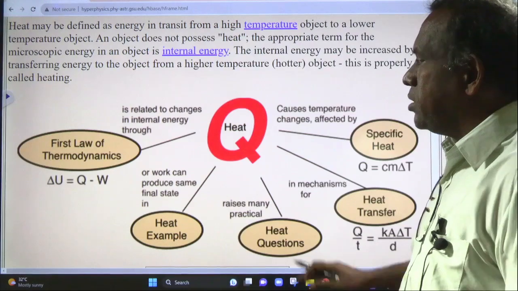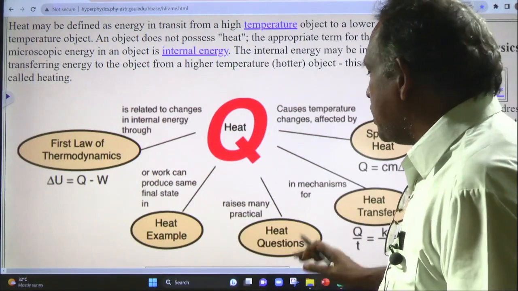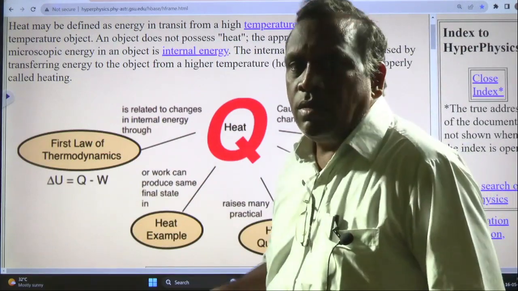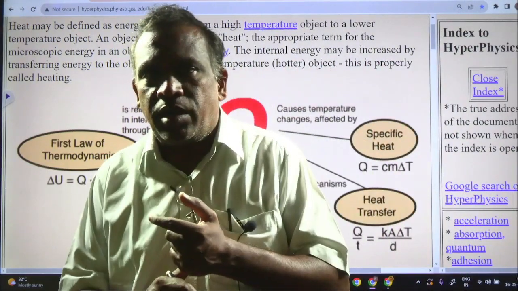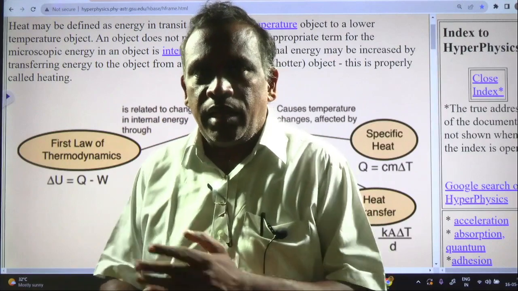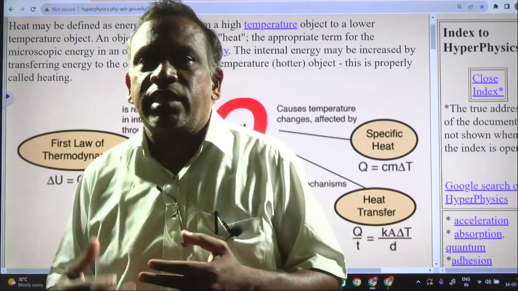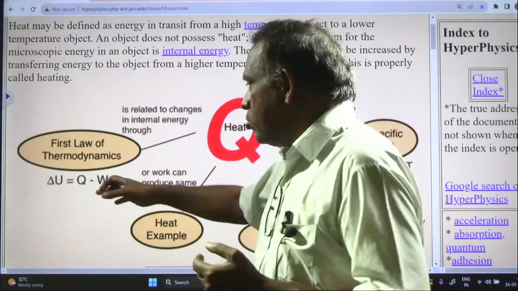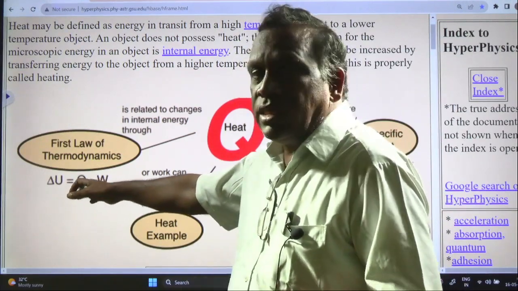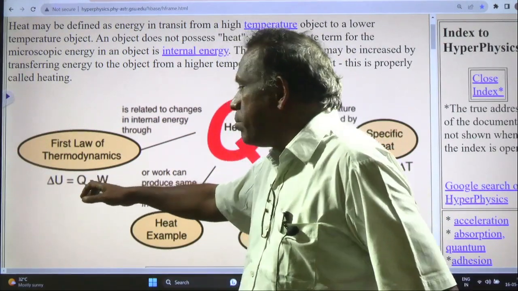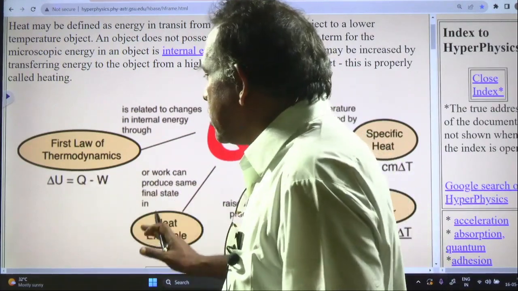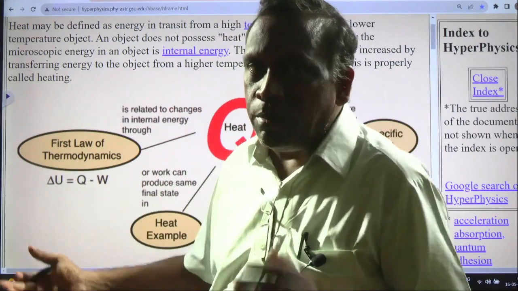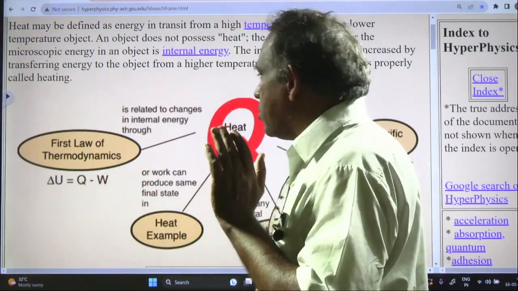Heat is related to many things, like the first law of thermodynamics. The first law of thermodynamics relates heat and work. The change in internal energy is equal to the heat supplied minus the work done. That is the first law of thermodynamics: dQ = dU + dW. The same thing you can express in terms of this.